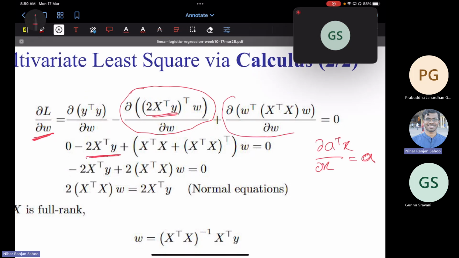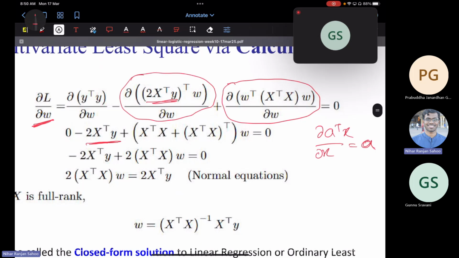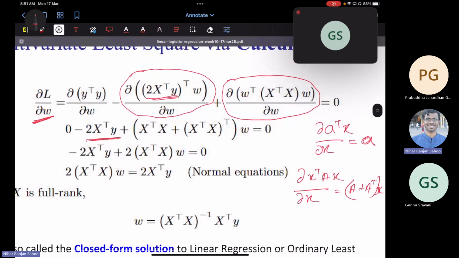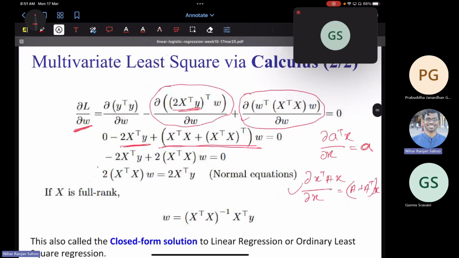Second is this partial derivative. Again, these are very simple things you can explore at your room, so I'm not explaining them in detail. What does the theorem tell? The partial derivative of x transpose A x with respect to x is A plus A transpose times x. This is another theorem of directional derivative. By applying this theorem, you can represent this component of the partial derivative by this. Now we simplify, and we got this formulation.